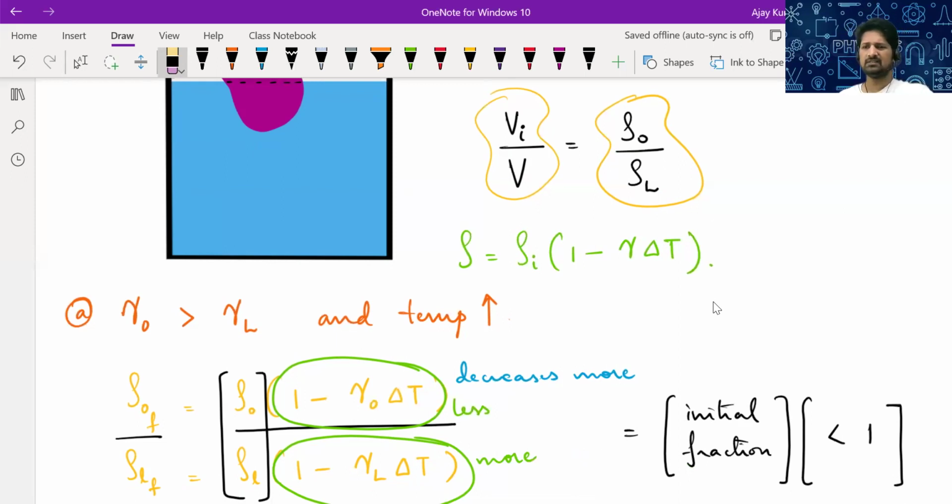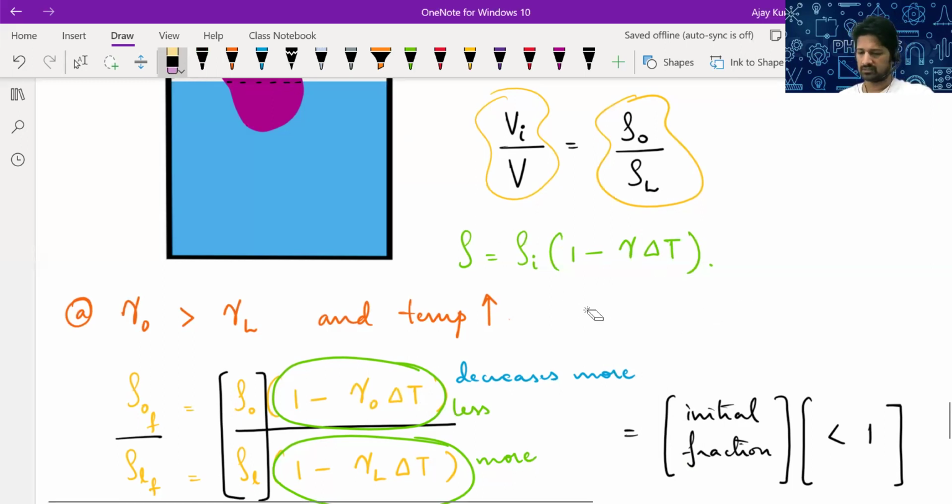And in reverse, if you decrease the temperature, then you know what is going to happen. Delta T will be negative, and then negative of negative effectively becomes positive. Since gamma naught is more than gamma L, the numerator increases more than the denominator. Then that ratio will become more than 1, so the fraction will increase. You will see it sinking further. So a little bit of mathematics is involved, but hope you all understood.